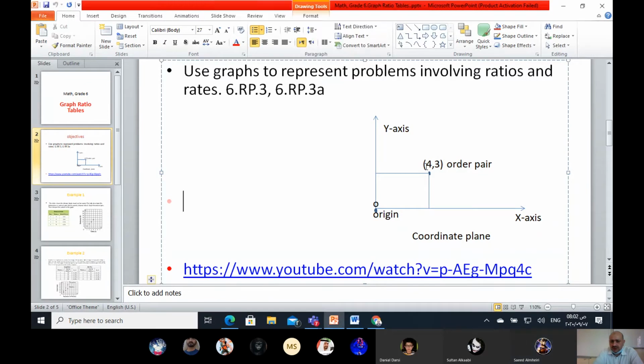4 means the first number here in the point. 4 means the location in the x-axis. And 3 means the location in the y-axis. Now see with me this video.